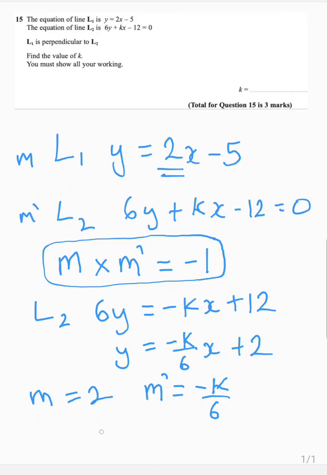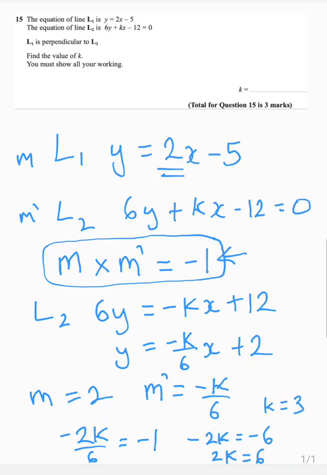So when you multiply these two, you have to get minus 1. So 2 times minus k over 6 will give you minus 2k over 6, and that has to be minus 1. Take the 6 to the other side, so you've got minus 2k is equal to minus 6. Add minus on both sides, so you've got 2k is equal to 6, therefore k must be equal to 3. And that's what they are looking for.